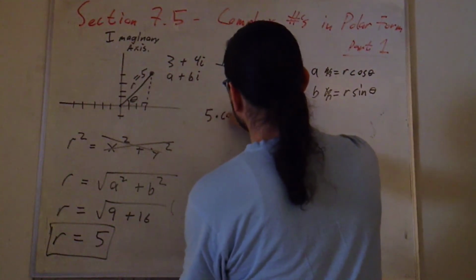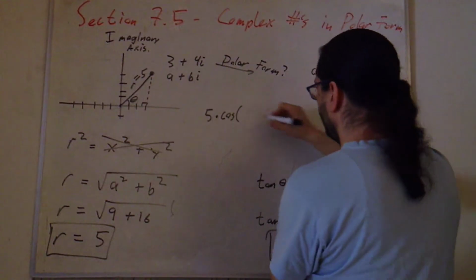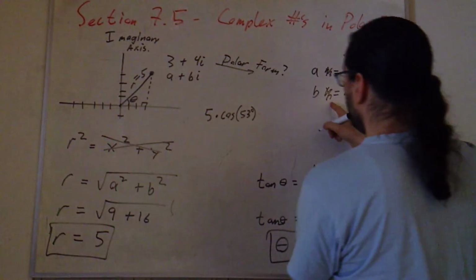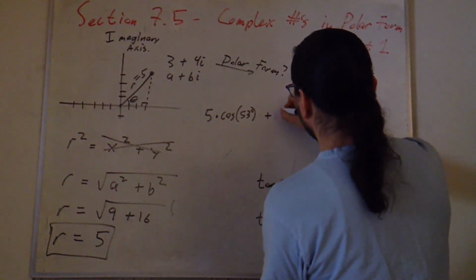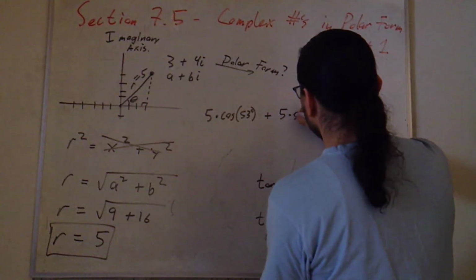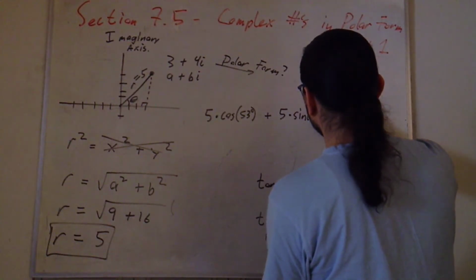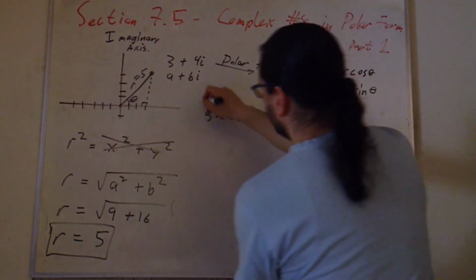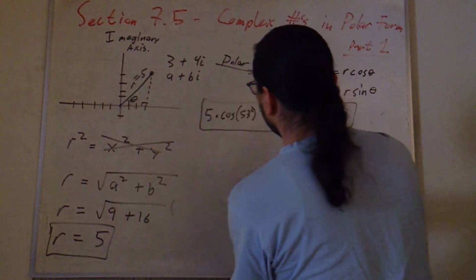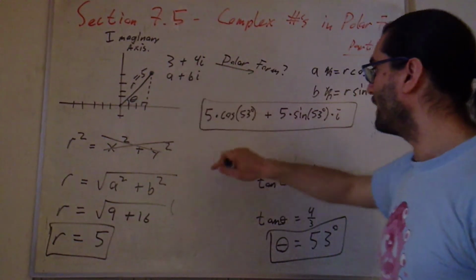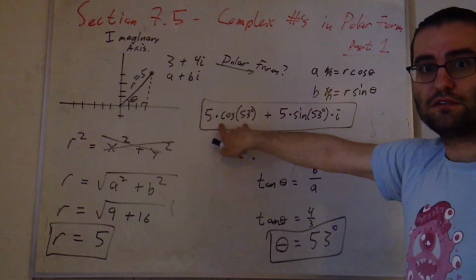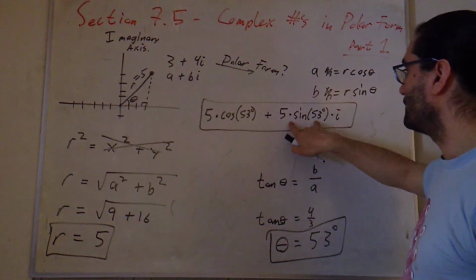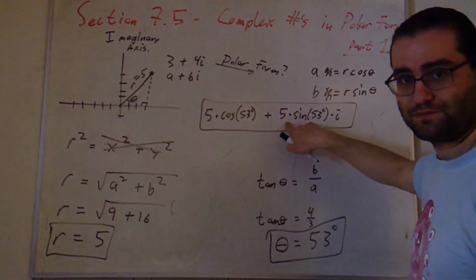5 times the cosine of 53 degrees. And instead of b, I'm going to write 5 times the sine of 53 degrees times i. This is me transforming 3 plus 4i into polar form. This is 3, it's just written a little goofy. This is 4i, it's just written a little goofy.